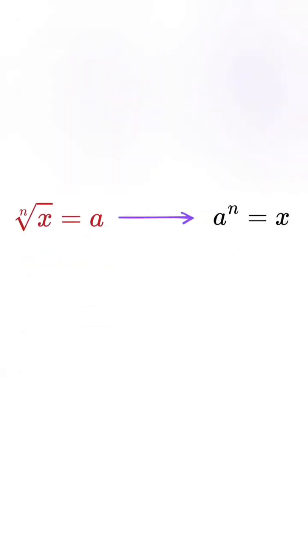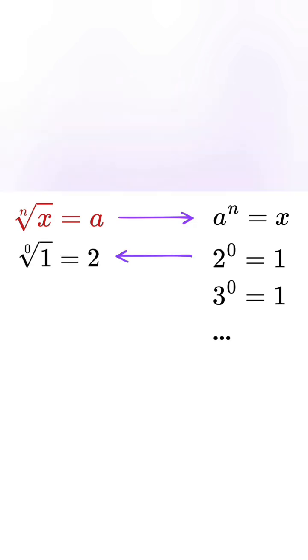Now comes the strange part. What happens if the power is 0? We know that any number raised to the 0 power is equal to 1. Like 2 to the 0 is 1, then 3 to the 0 is 1, and so on. Because of this, it feels like the zeroth root makes no sense at all, since many different numbers would give the same result as 1.